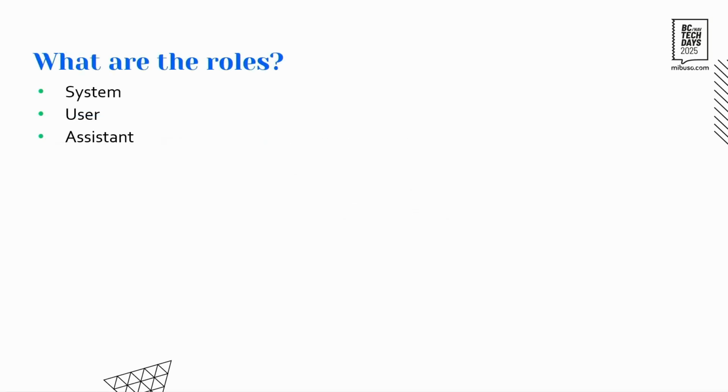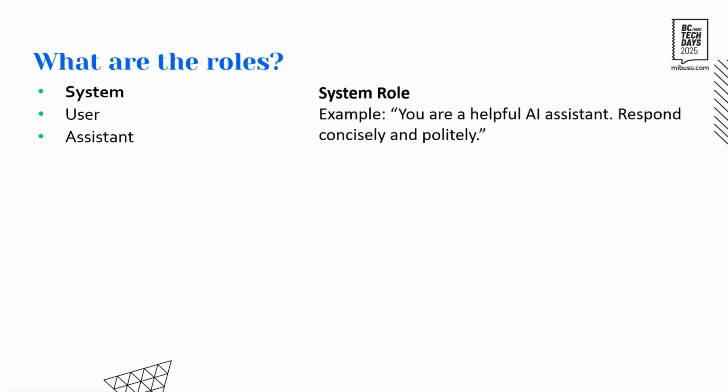So I want to start off for prompts with what are roles. There are three different roles: the system role, user role, and the assistant role. So what is the system role? Take an example like this: you are a helpful AI assistant, respond concisely and politely.